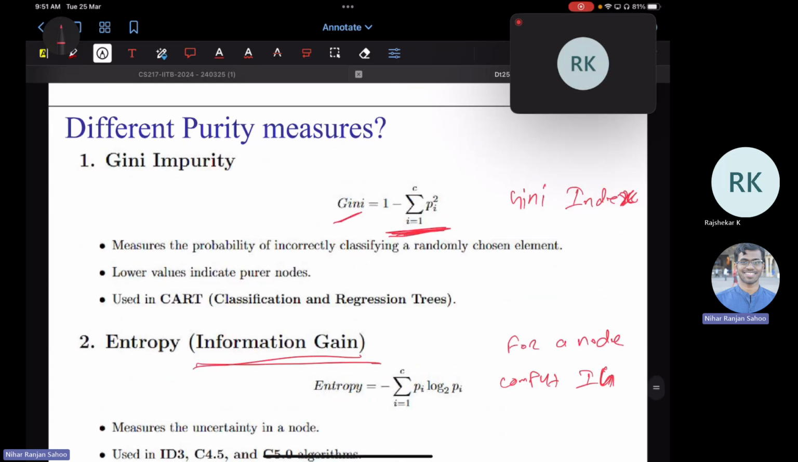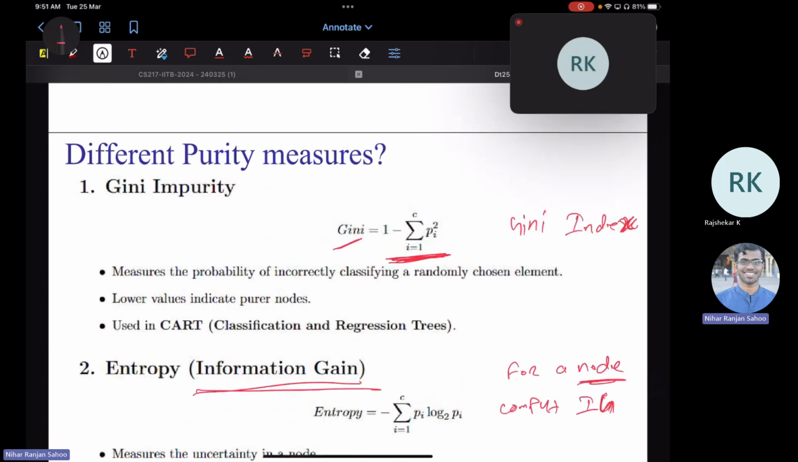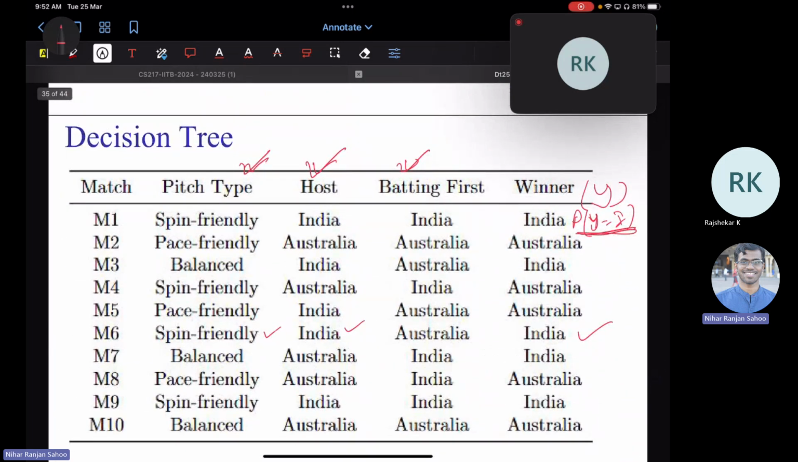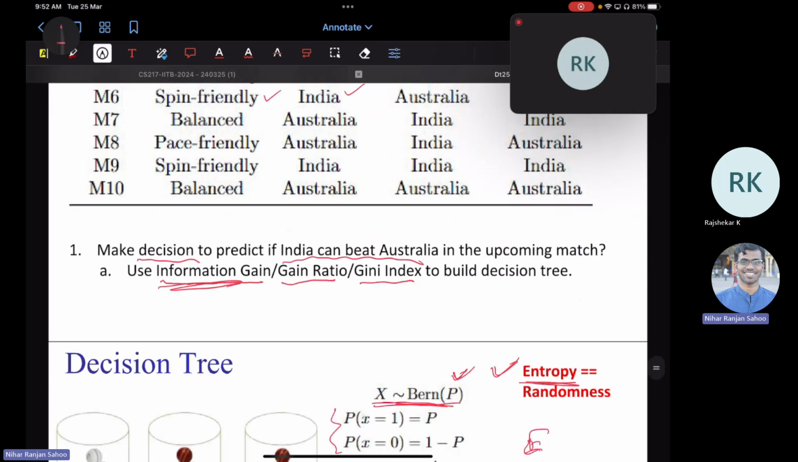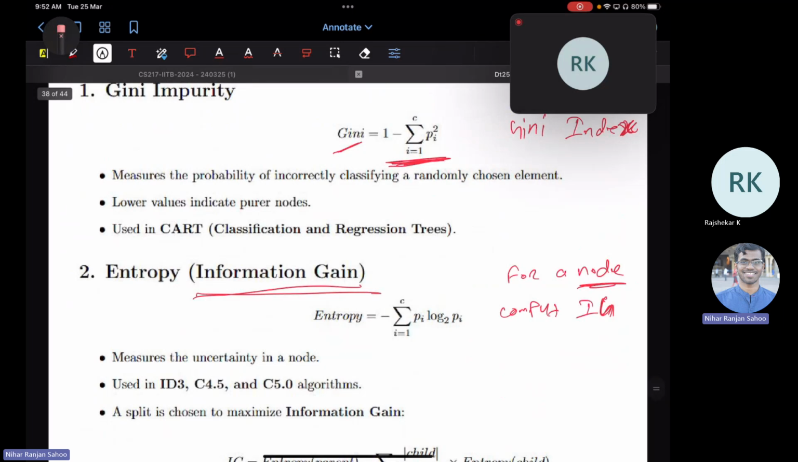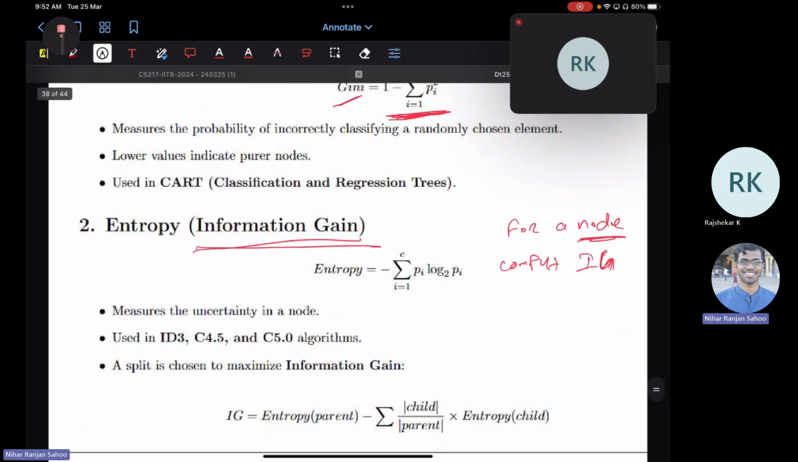So what is a node for us? For us, the nodes are each of the different features given to us, right? We will assume the root node as speech type, or the root node as host, or the root node as batting first. Then, assuming each of them is the root node, we'll compute the information gain of each. Whichever has the highest information gain, we'll decide that as the root node, and conditioning on that root node, we'll again decide the splitting point, when we go to the left and when we go to the right.